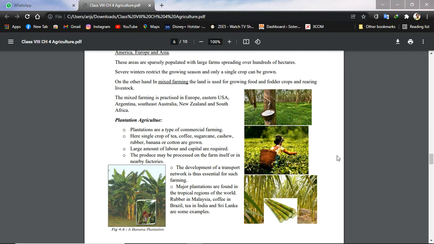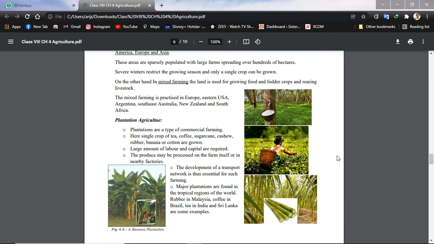What is plantation agriculture? Plantation is a type of commercial farming, and here a single crop of tea, coffee, sugarcane, cashew, also rubber, banana, and cotton is grown. A large amount of labor and capital are required in plantation agriculture. The products may be processed on the farm itself or in nearby factories.